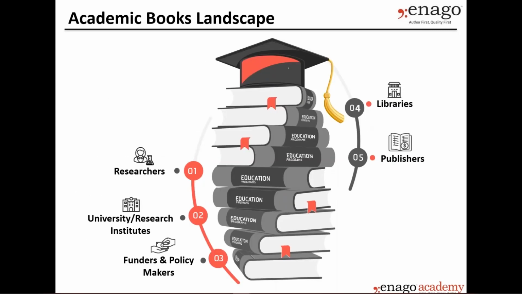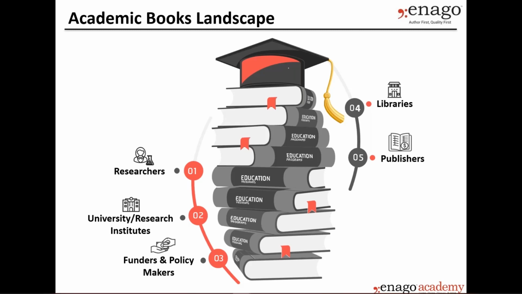When we think about the academic book landscape, academic books function in a complex international ecology involving individual researchers, universities and research institutions, as we can see here, as well as funders and policymakers, publishers, libraries, and also other intermediaries. All these players have varying practices and expectations.